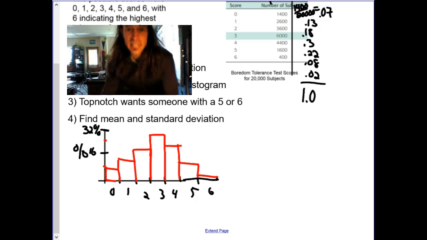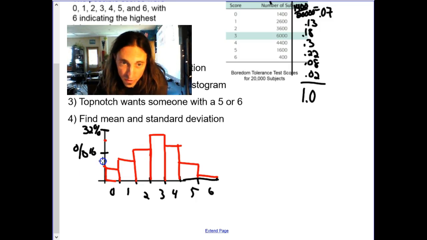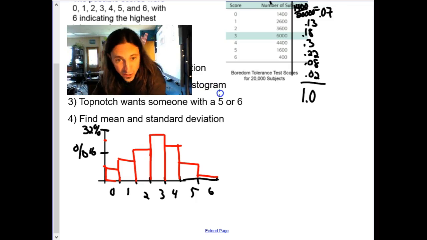So again, you've done this many times, and I hope you can now see, oh, right, now I can apply that to a probability situation like that. So I've made a probability distribution. I've made a relative frequency histogram.